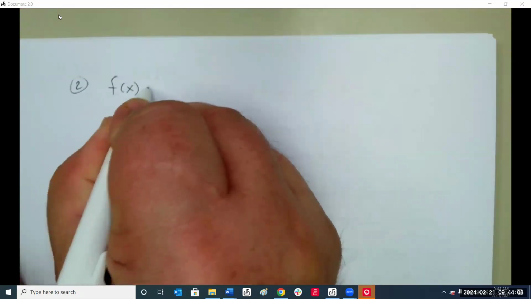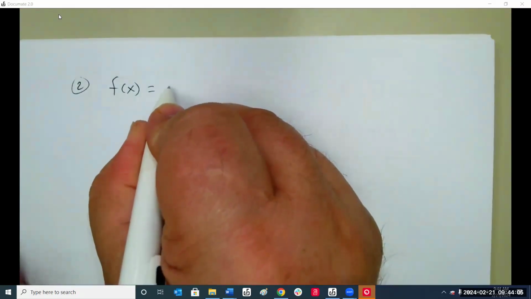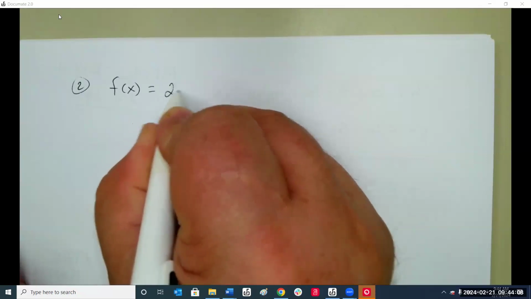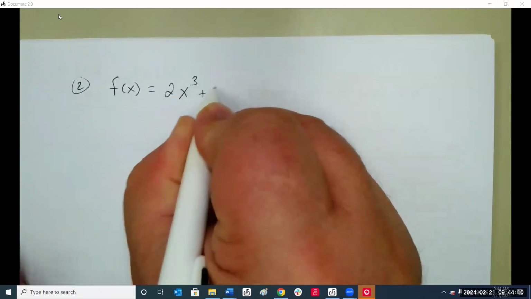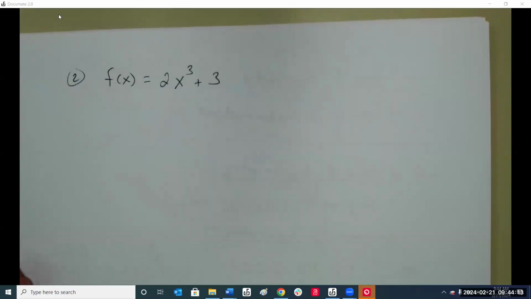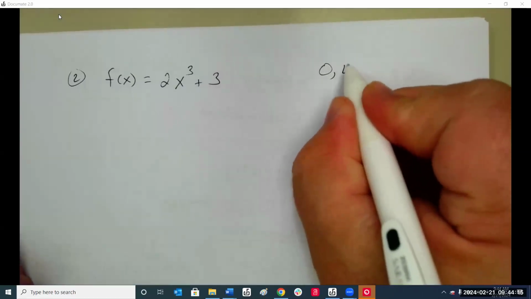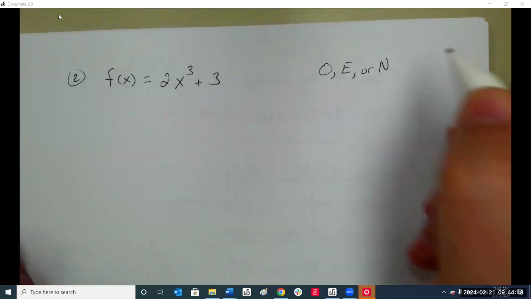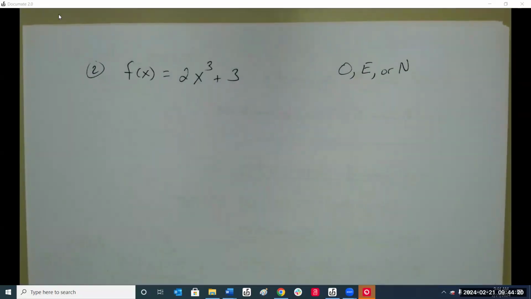Look at another example. f of x equals 2x cubed plus 3. Is it odd, even, or neither? Follow the same steps that we did last time.